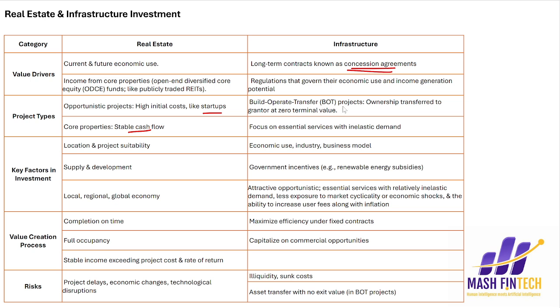Infrastructure, you have your build, operate, and transfer. So the build, operate, transfer, the way they work is that they build these buildings, they operate them, and then they transfer them. When the ownership is transferred, it's transferred to the guarantor at a zero terminal value. So the transfer for build, operate, transfer projects is done at a zero terminal value. The focus is on essential services with demand that is inelastic. For instance, you build infrastructure on a busy toll road.